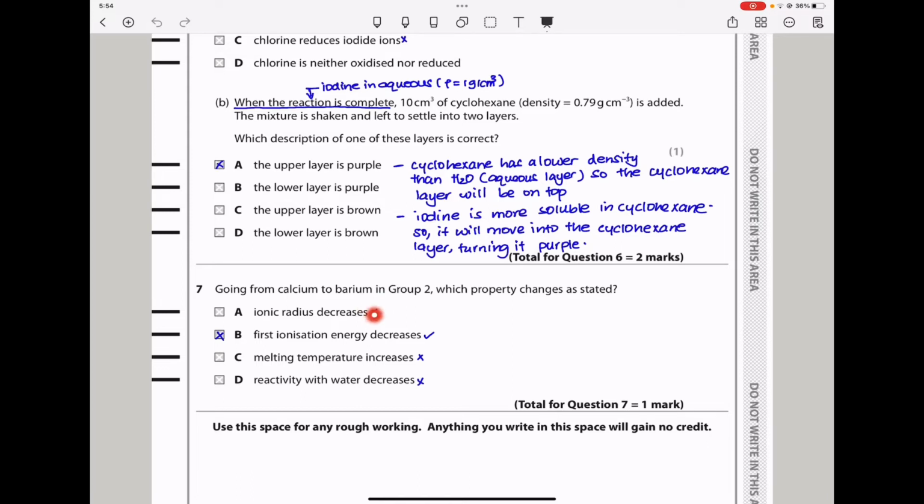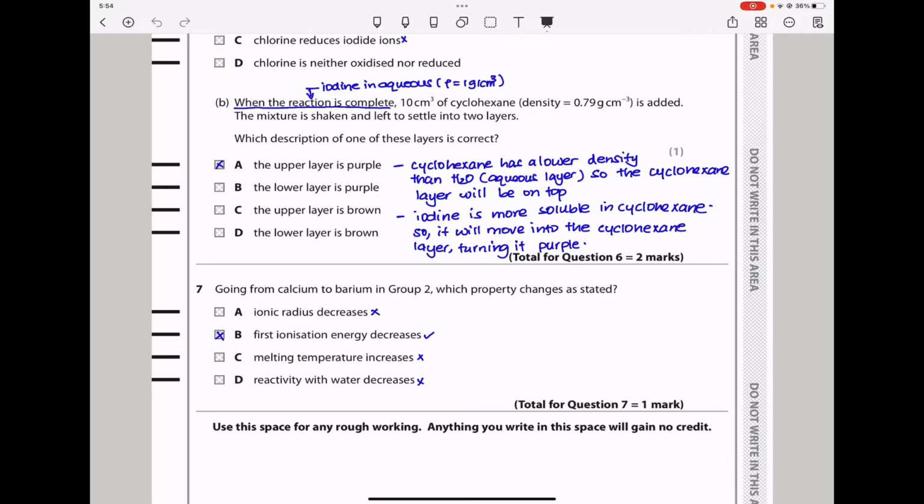This is wrong, because we are going down the group, and therefore ionic radius should increase. B says first ionization energy decreases. This is true, because as you go down the group, the ionic radius will increase. There will be greater shielding, and therefore outermost electrons will be easily lost. So first ionization energy is going to decrease.